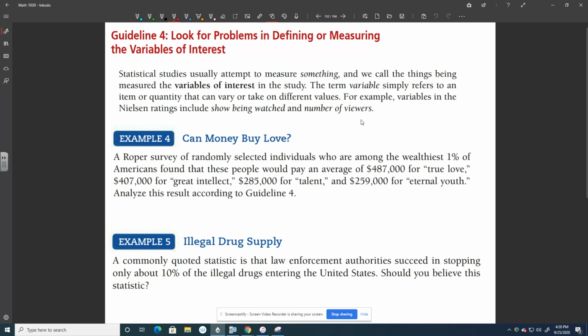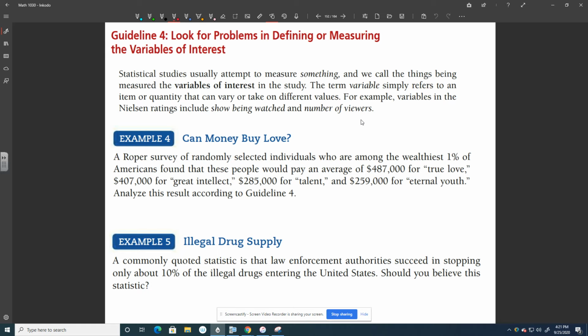Number 4, look for problems in the definition or measuring of the variables. So what the variables of interest means is, what is it that you're measuring? What is it that you're looking for? What's the variable that you are analyzing in this study? Okay, so when we talked about that Nielsen ratings study, they looked at what shows were being watched and how many people were watching them. So those were the variables. What is being watched and what is the number of viewers?